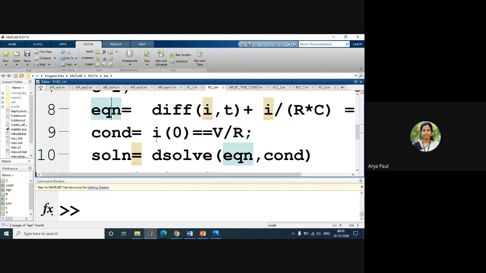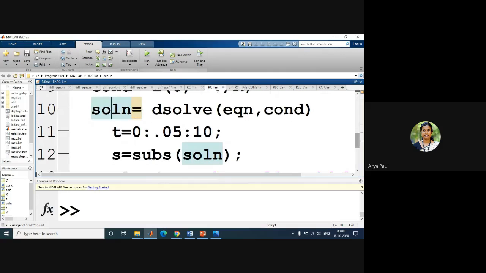Now the condition. What is the initial condition? I of 0 is equal to V by R. At time t equal to 0, what is the current? I've already told you the current will be V by R. So at t equal to 0 my initial condition is V by R. I am putting equation comma condition into DSolve for solving the equation, so DSolve of equation comma condition, and I will get the solution SOLN.